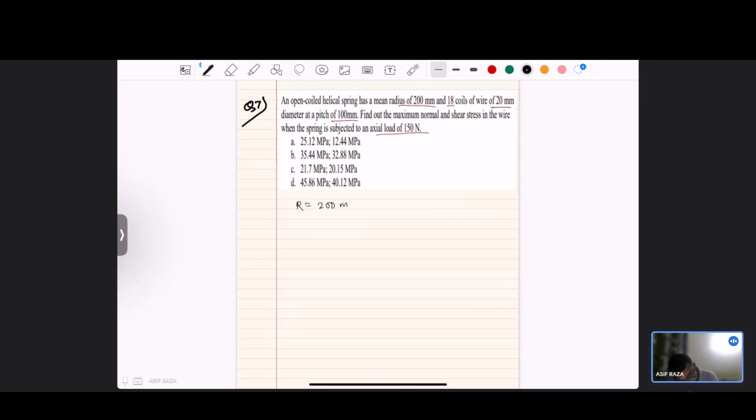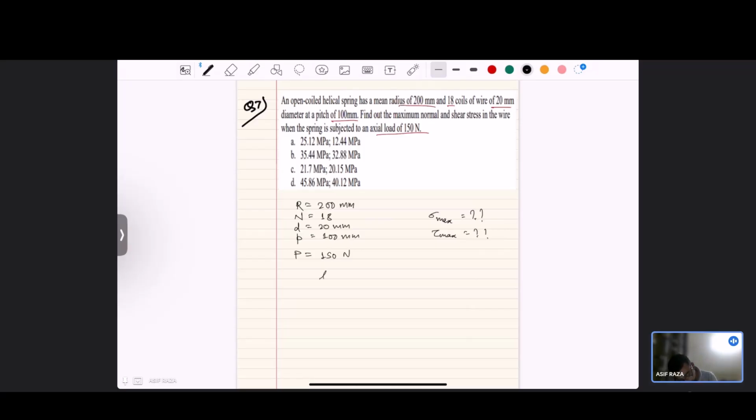So mean radius is given as 200 mm. Number of coils is 18. Diameter of the wire is 20 mm. Pitch is 100 mm. And my axial load is 150 Newton. So this is all what is given. We need to find out the maximum normal stress and maximum shear stress, okay, according to the given condition.